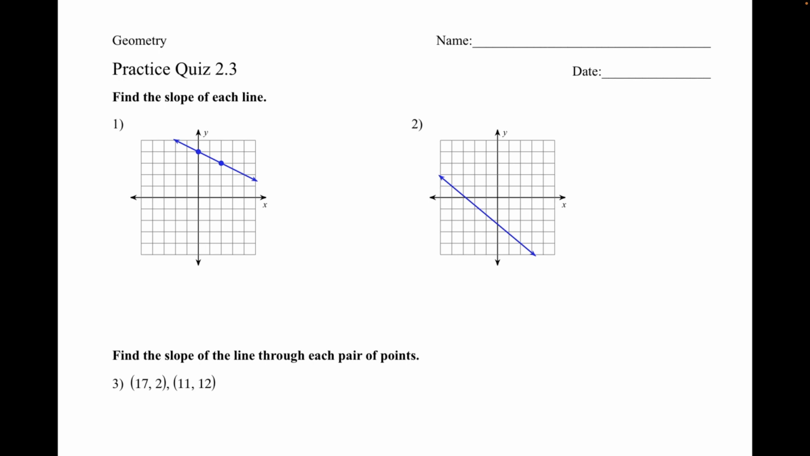All right, we are now recording. I would like you guys to be either paying attention or working with groups or doing your own thing, but be working on the practice quiz. Here we go. Geometry, practice quiz 2.3. Number 1 is asking us to find the slope of each line.